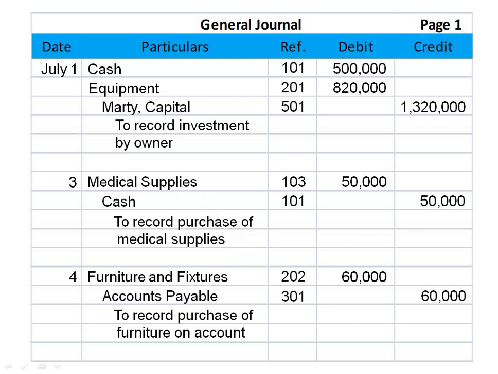By the way, writing the journal page number in the reference or PR column of the ledger and the ledger account number in the reference or PR column of the journal is known as cross-referencing, which makes it easy to trace an entry to and from the journal and ledger.